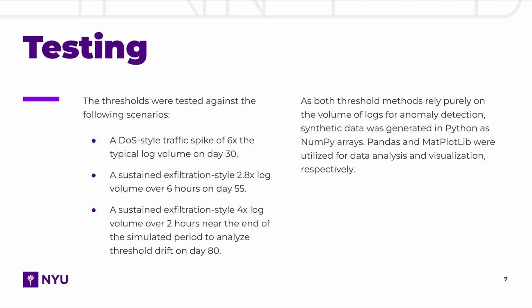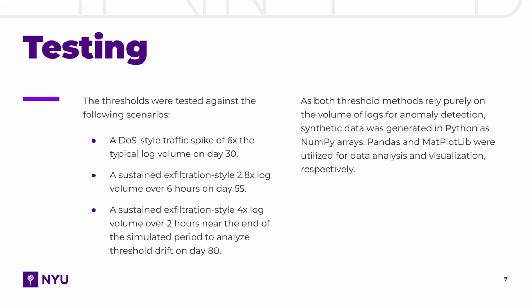So here's how I went about testing the two thresholds. I created 3 attacks essentially to put into the simulated environment. Since these thresholds don't use signature matching or anything very complex, it's purely looking at the volume of logs. These are just injected spikes of data over a period of time. So the first one is a denial of service style, where it's a really big spike in data very quickly. That's on day 30, and it's 6 times the normal log volume.